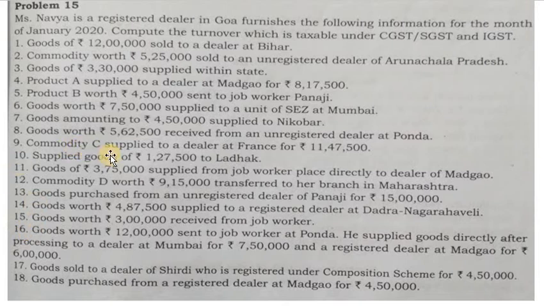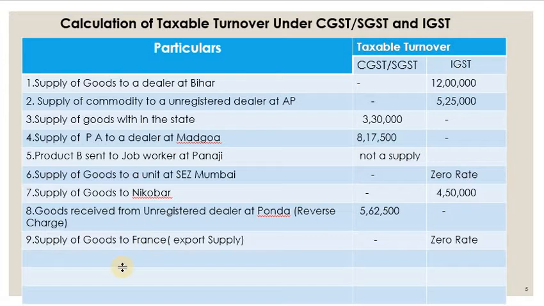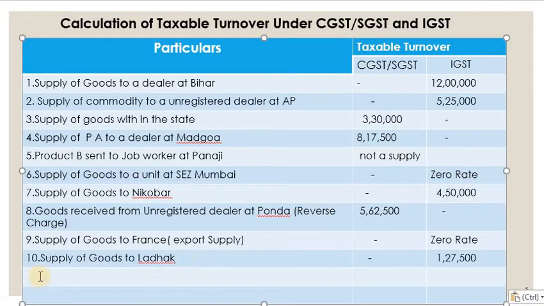Let's go to the 10th one. Supply of goods 1,27,500 to Ladakh. Ladakh is now a union territory. So it is between Goa, one state, and a union territory. It becomes an interstate transaction. That means GST has to be paid on this amount, on this transaction. So let us enter the amount and transaction here: supply of goods to Ladakh. CGST SGST nil. In the IGST column 1,27,500.